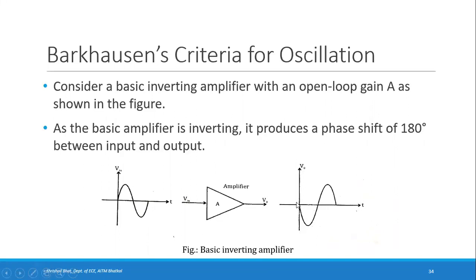And that is why, while giving the feedback, that feedback should cause another 180 degree phase shift, which will add to this 180 degree phase shift provided by the amplifier. Okay, the amplifier provides 180 degree phase shift. If the feedback also provides 180 degree phase shift, 180 plus 180 is 360 degrees. 360 degrees, since it is periodic, is the same as 0 degrees, right? That means it will be in the same phase as the input.